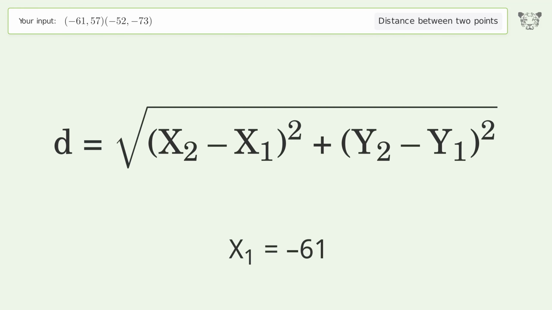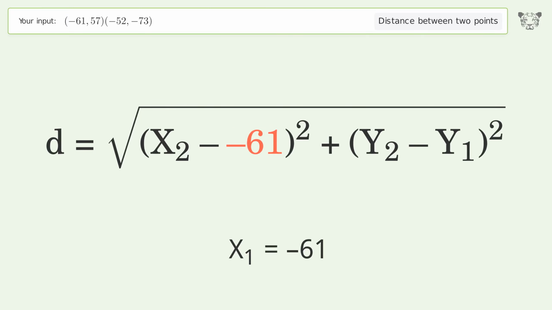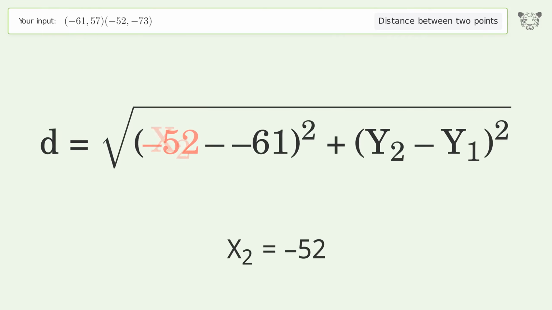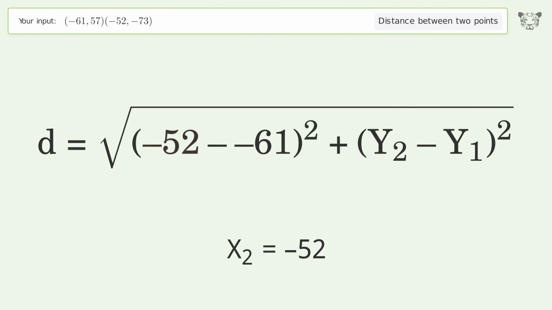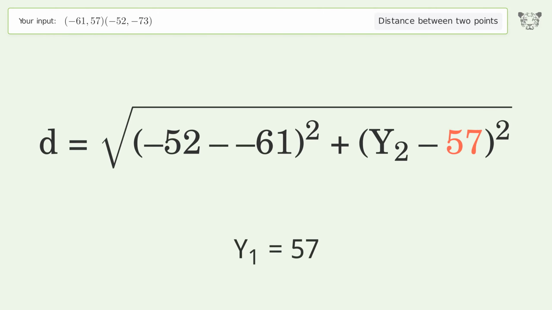x1 equals -61. x2 equals -52. y1 equals 57. y2 equals -73.